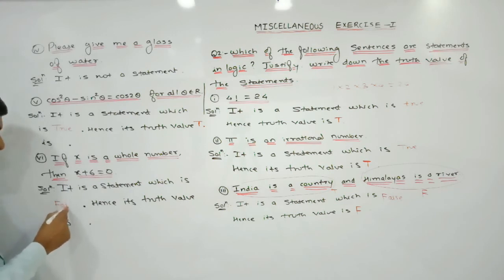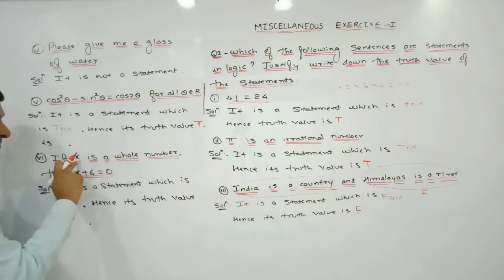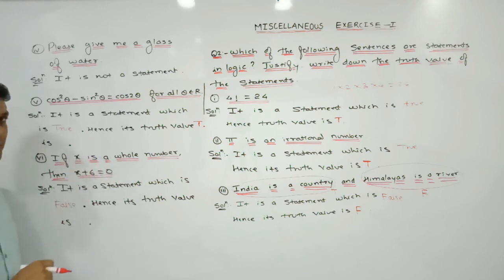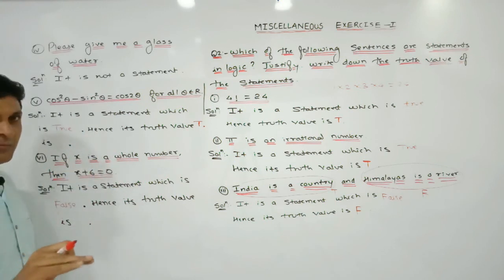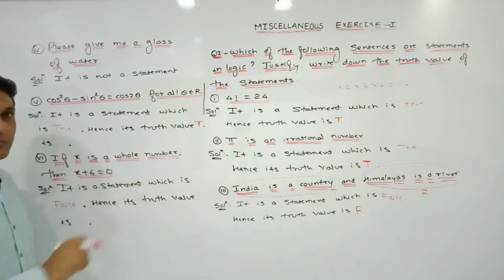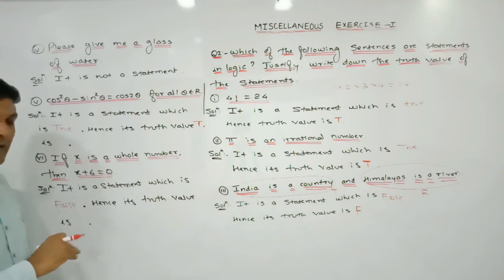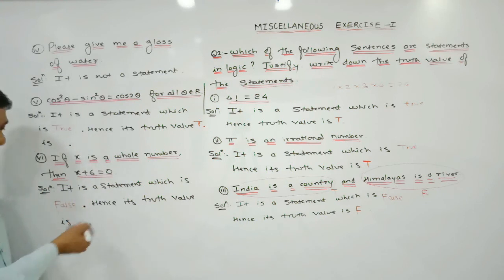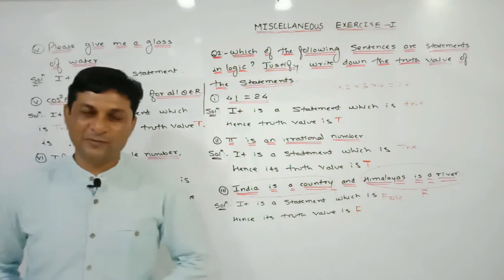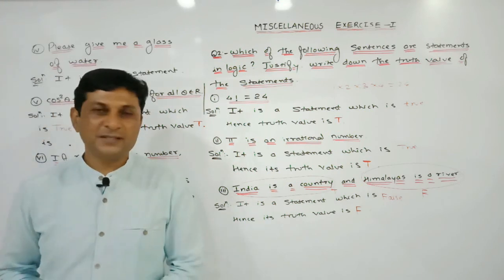That's why we can say that it is a statement which is what? False. Because they are saying that if x is a whole number, then this addition is 0. For any whole number, this addition cannot be equal to 0. That's why we can say that it is a statement, because we are able to identify its truth value. And what is its truth value? False. And truth value is denoted by what? F. In this way we have completed question number 2 of this miscellaneous exercise.